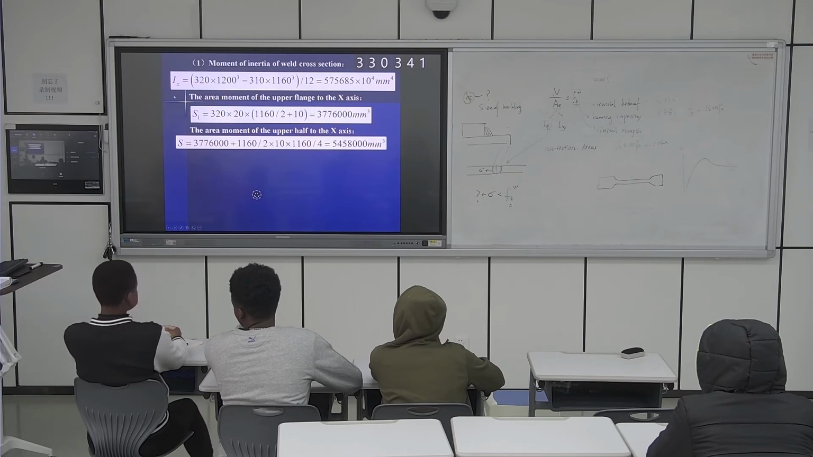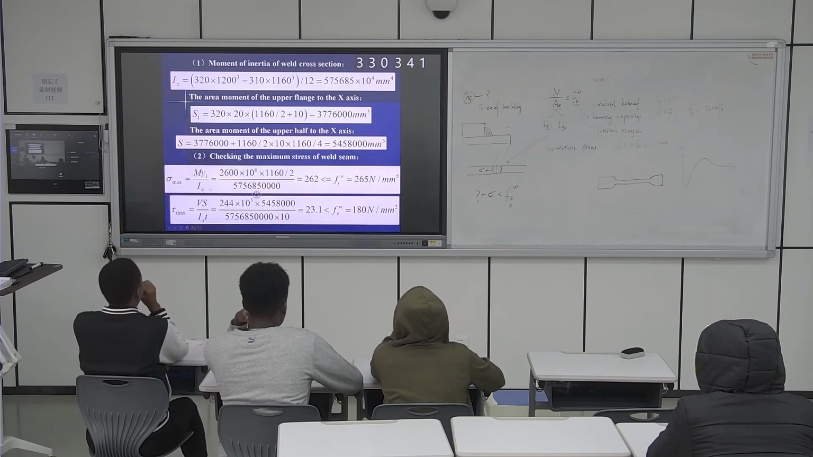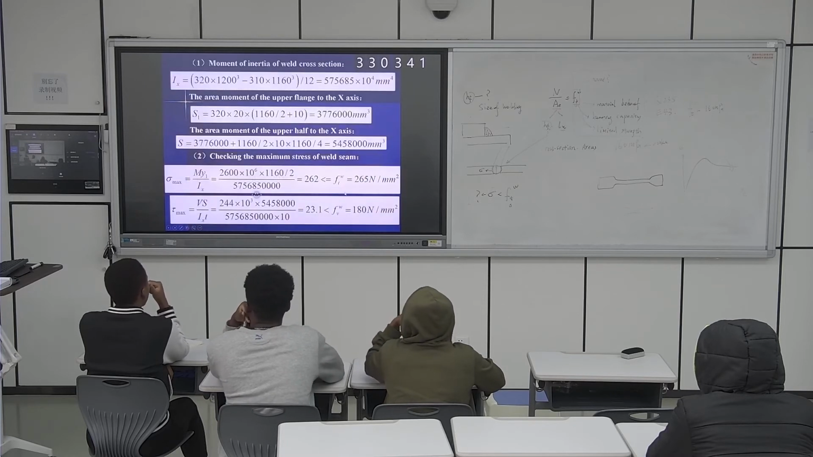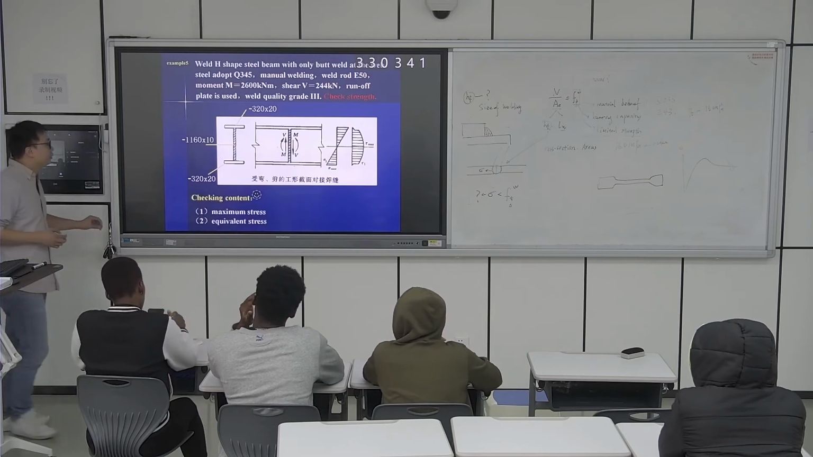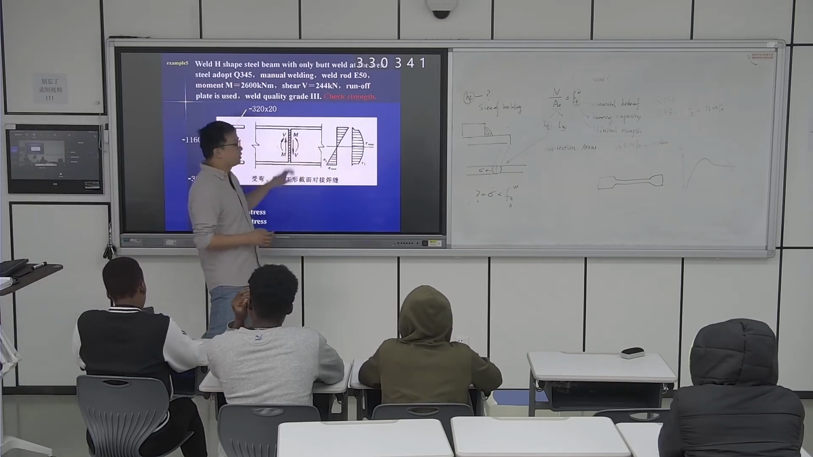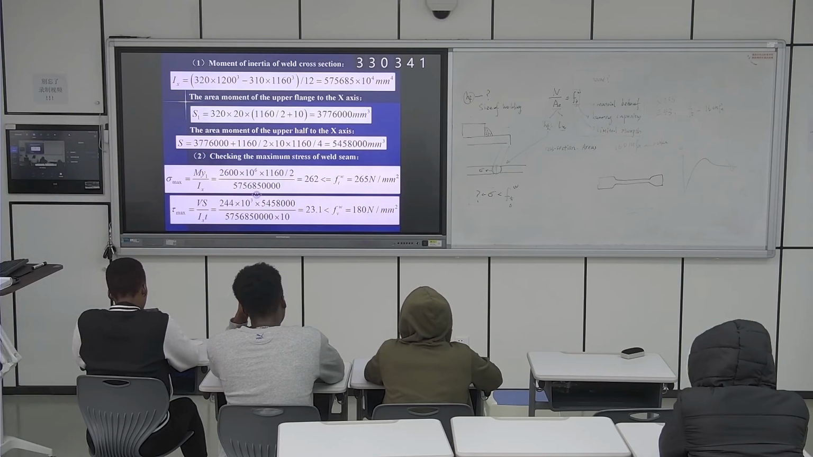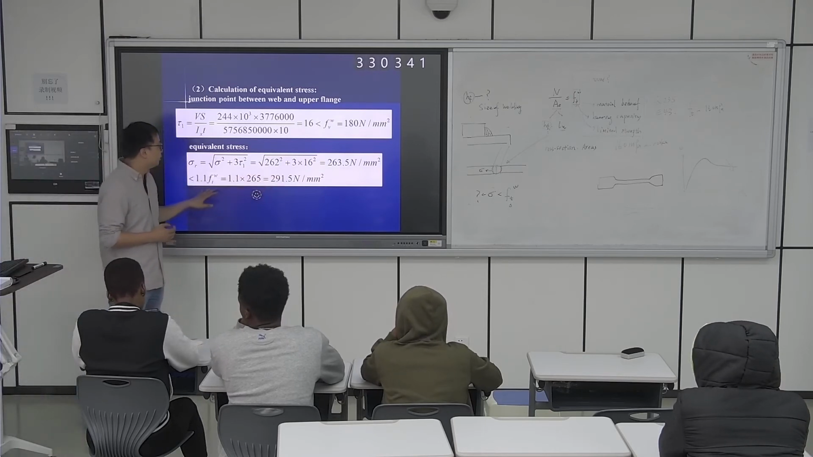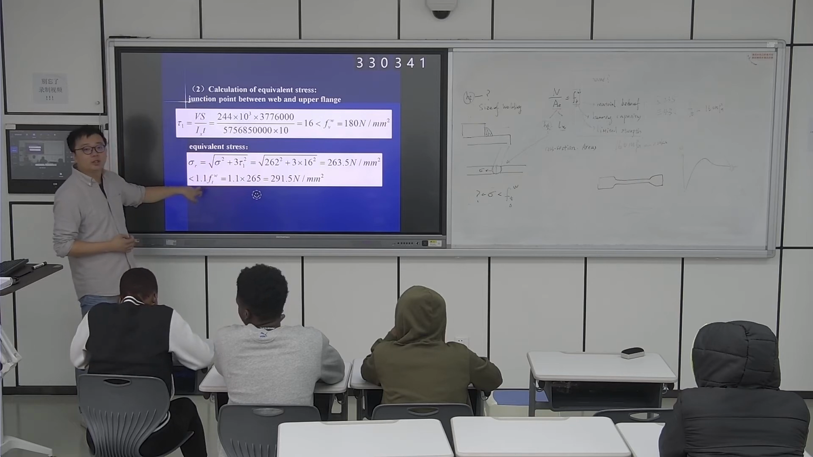So we come back to see here. First, we calculate the moment of inertia, and then use the equation to check. Because we get the maximum stress in this direction and this direction, we should combine the two directions. So we should use this equation to calculate the total stress. Is it smaller than this value? Clear?